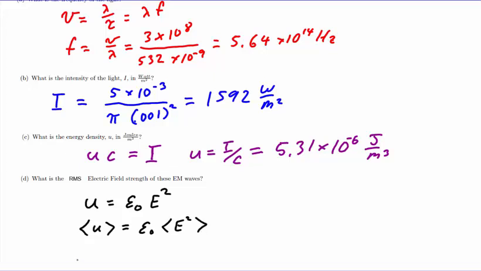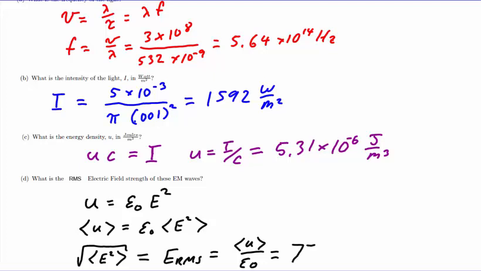Therefore, we can solve for the average electric field squared and take the square root, and we immediately recognize that this expression is the RMS value of the electric field. According to the previous calculation, it's equal to the square root of the average energy density divided by epsilon naught. And so using our result of 5.31 times 10 to the minus 6 from the previous part of the problem, we're able to solve for the RMS electric field produced by this particular laser to be 774 volts per meter.